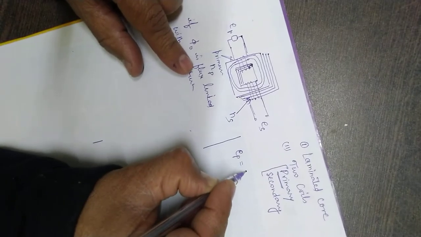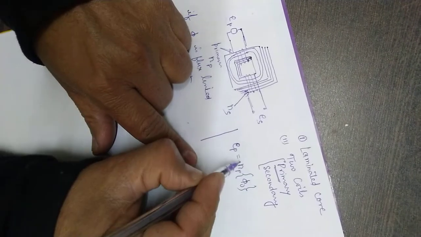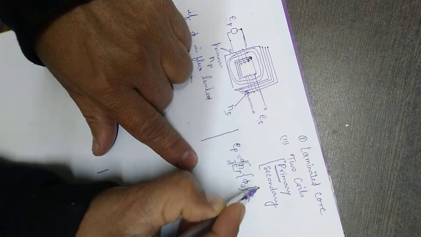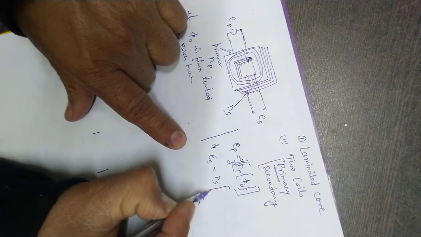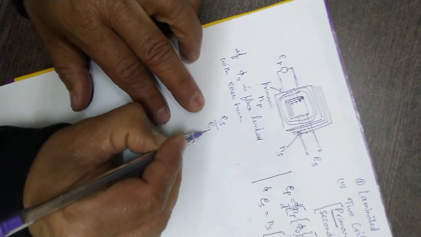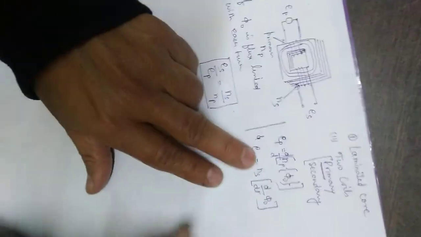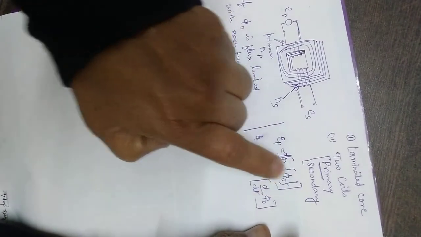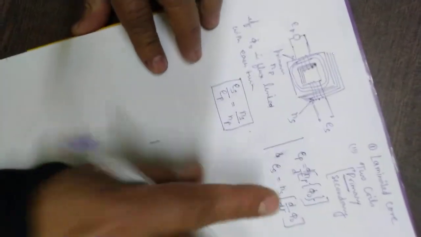EP must be equal to NP times d phi 0 upon dt, and what is ES? NS times d by dt phi 0. If I divide these two, I will get a simple relation. ES upon EP is equal to NS upon NP. I have used that total flux linked with the primary coil is the number of turns multiplied by the flux associated with one turn, and so on. The same thing for the secondary.